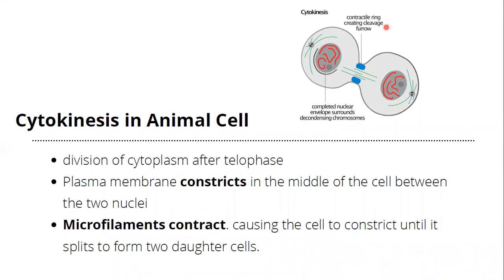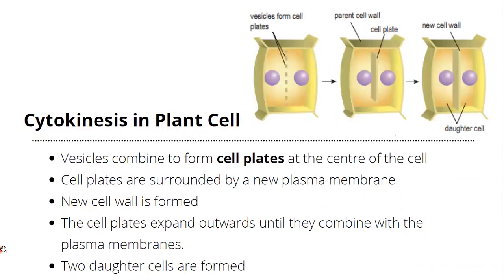separate. Okay, so they're going to constrict, and then they're going to slowly separate, and there are microfilaments in the center. The microfilaments are going to contract as well, which causes the cell to constrict, and lastly they're going to split and form two daughter cells. So you have the contractile ring here, and the microfilaments contract, and they cause the cell to constrict until it becomes two separate daughter cells. And next, talking about cytokinesis in plant cells.